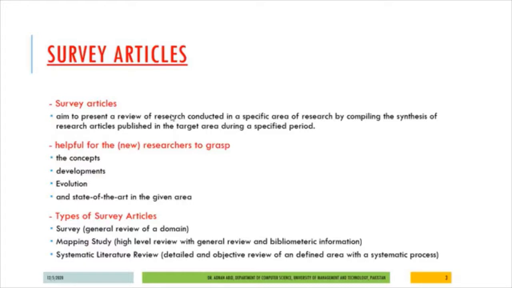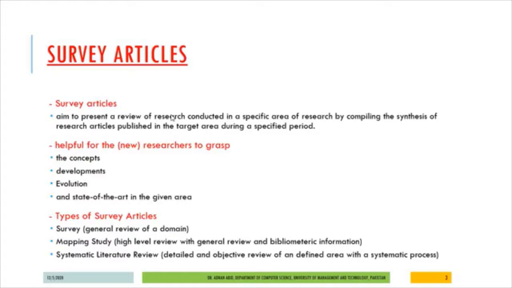There are different types of survey articles. One is general surveys, the other is a mapping study, or systematic mapping study as we call it, and the last one is the systematic literature review. The general survey article is a general review of a domain by compiling several different articles, as I just mentioned. The mapping study and systematic literature review are conducted in a more systematic manner as compared to the general survey. In these, we define well-defined objectives for conducting the studies.